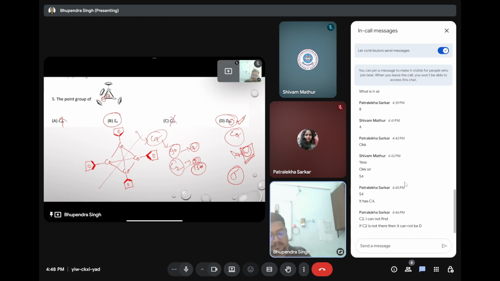Now at present this portion is above the plane. If sigma h is there, if you reflect the molecule, it will fill up the Cp ring. So this portion will go below the molecule, below the plane. So that is why sigma h is not present. And also C2 is present, but maybe not perpendicular to C4. That is why this option is not correct.